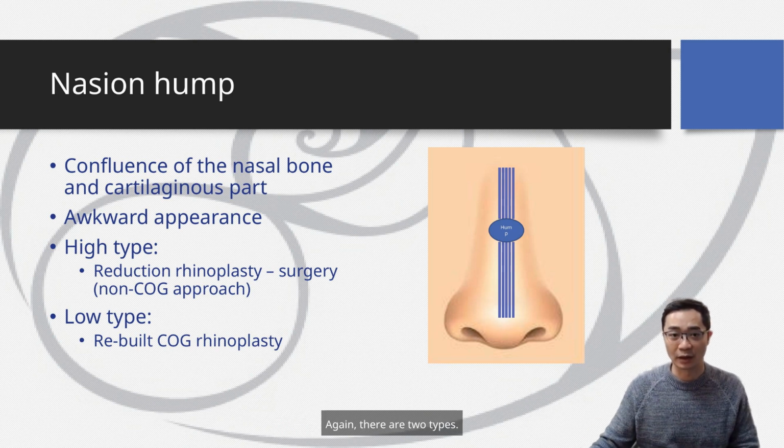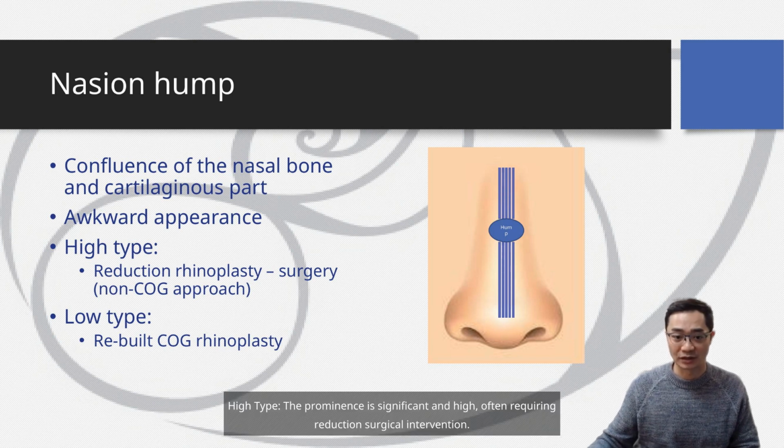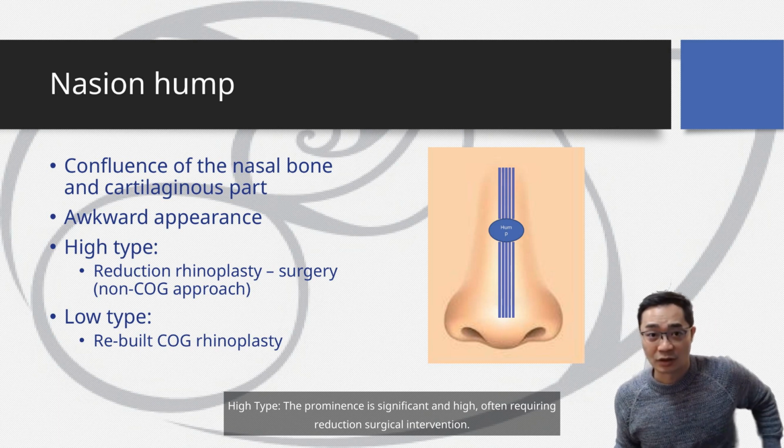Again, there are two types. High type. The prominence is significant and high, often requiring reduction surgical intervention. Thread treatment cannot help much.